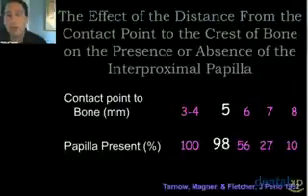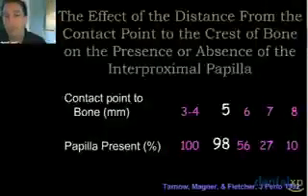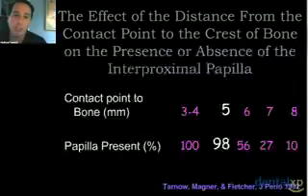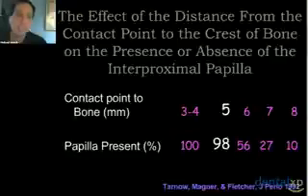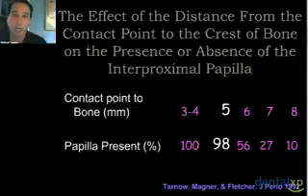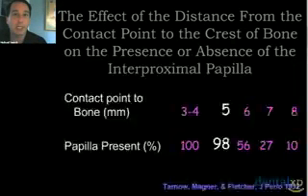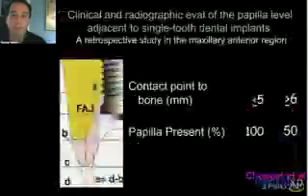In Tarnow's seminal article published in 1992, close to 18 years ago, he measured the distance from the contact point to the bone on teeth. And what he found was that if the distance from bone to contact point was 5 millimeters or less, a papilla was present almost all the time. As the distance from bone to contact point increased, there was less of a chance of developing a papilla.